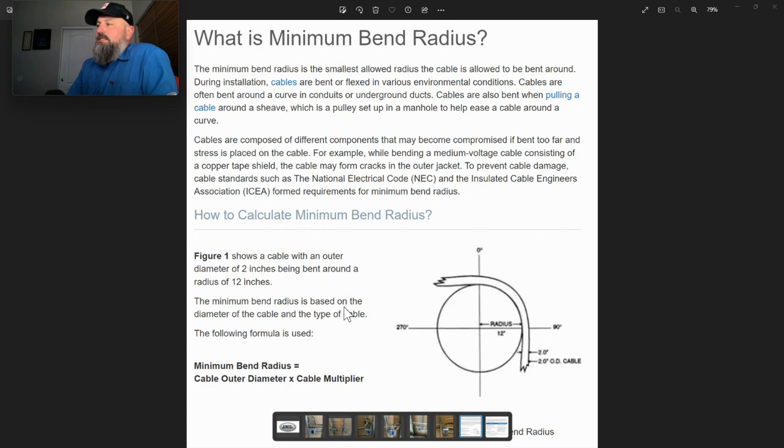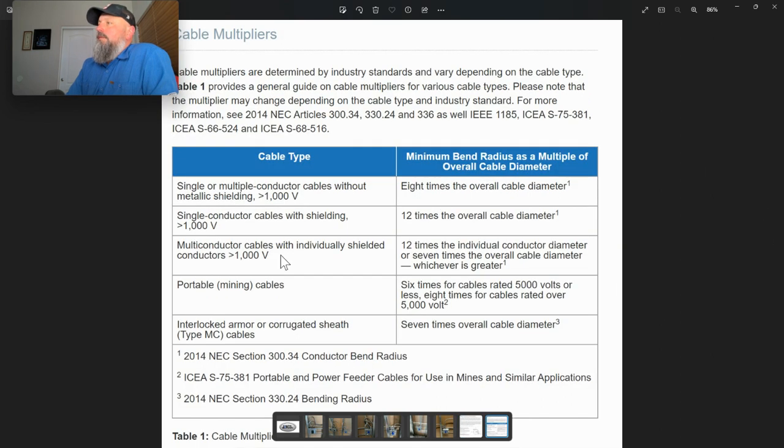The minimum bend radius is based on the diameter of the cable and the type of cable. The following formula is used: minimum bend radius equals cable outer diameter times cable multiplier. So let's take a look at that.